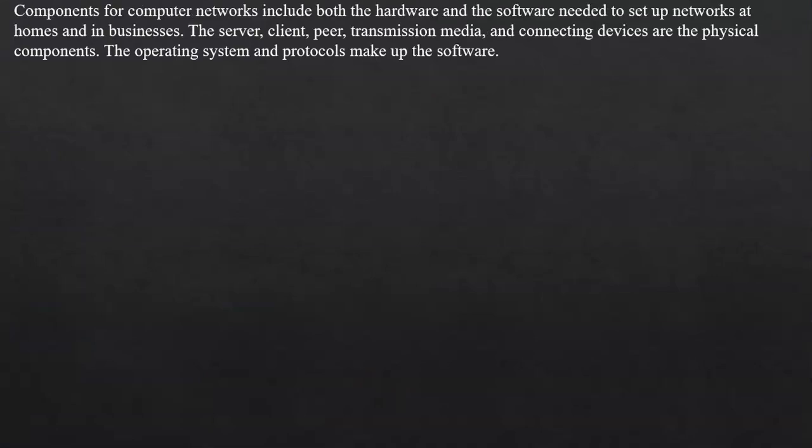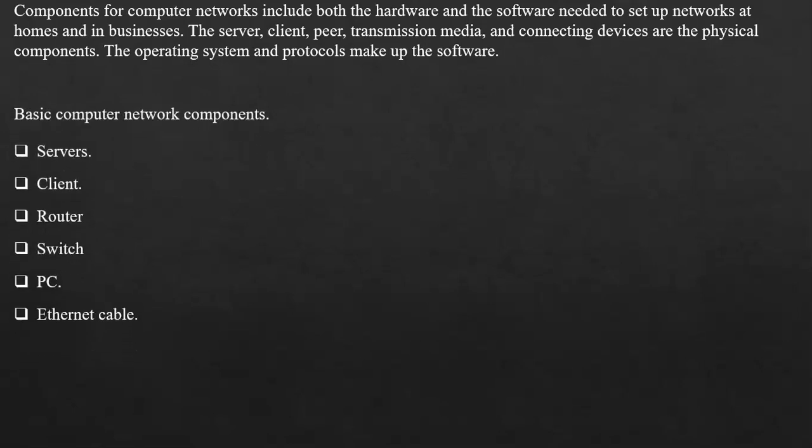Components of computer networks include both the hardware and the software needed to set up networks at homes and in businesses. The server, client, peer, transmission media, and connecting devices are the physical components. The operating system and protocols make up the software. Basic computer network components: servers, client, router, switch, PC, Ethernet cable.